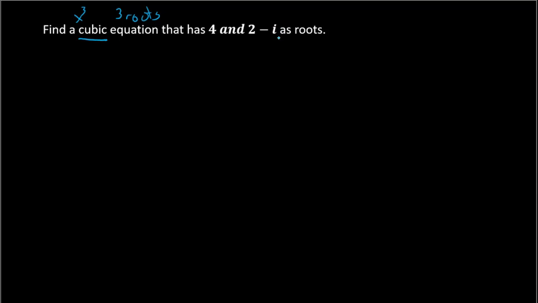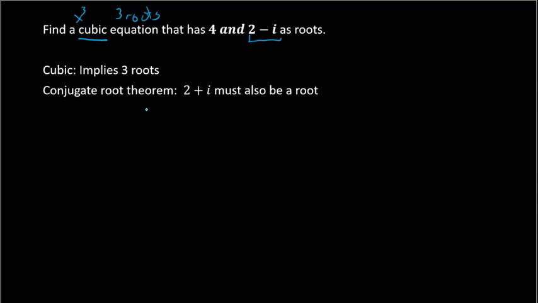The one we're missing is going to be the conjugate of 2 minus i, which would be 2 plus i. That's from the conjugate root theorem. So we have 3 roots: 4, 2 minus i, and 2 plus i. So we can use those roots to set up our equation.